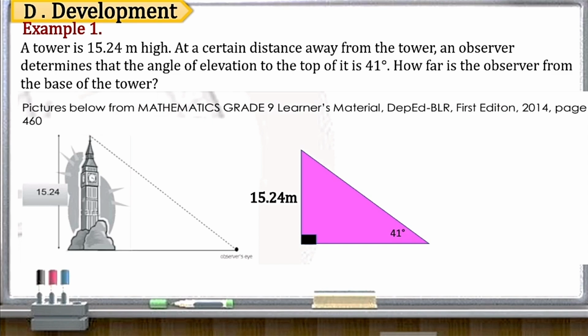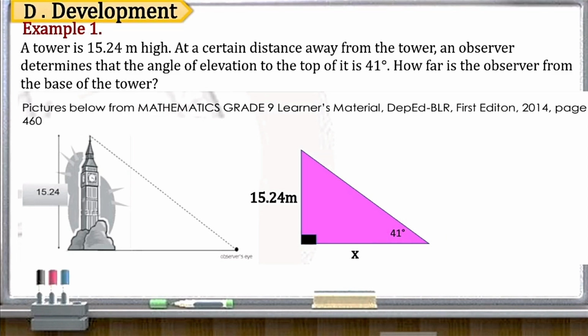Then, step 2 class, determine the given and the question that needs to be answered. So, yung given natin class ay yung length ng tower, 15.24 meter. And the angle of elevation, 41 degree. Yung kailangan naman nating sagutin class ay yung distance from the observer to the base of the tower. So, gawin muna nating x yung distance.